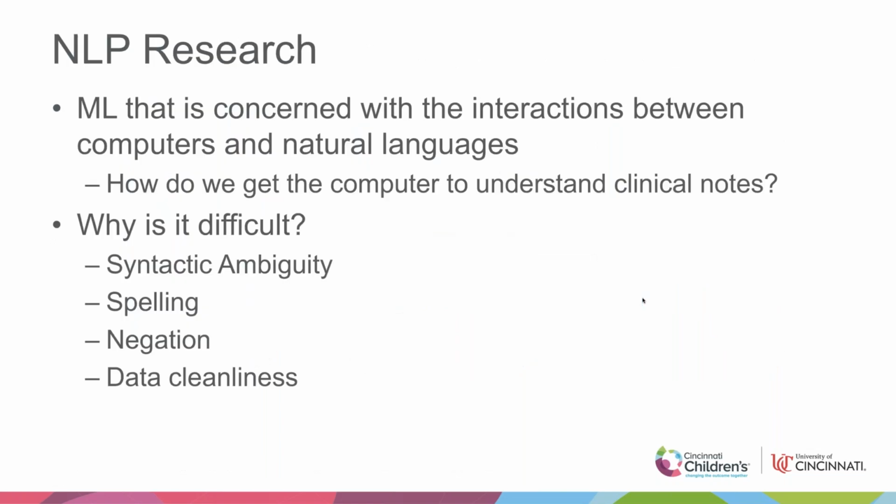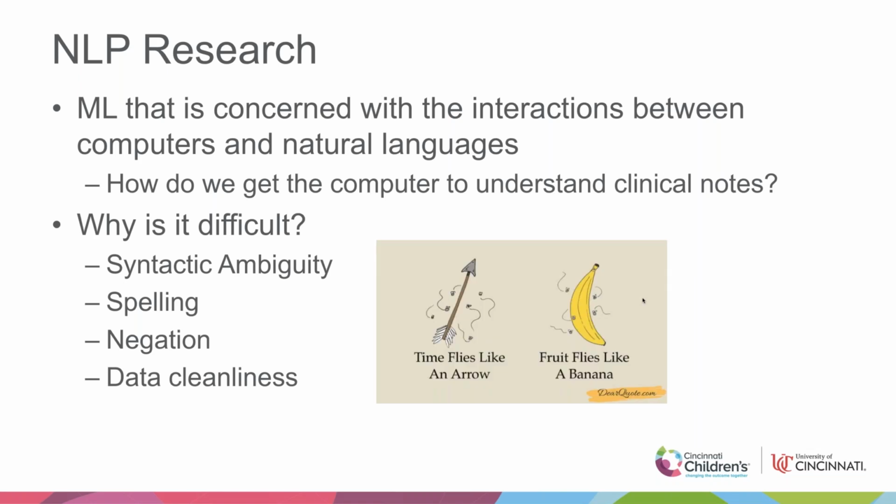So with NLP research, so natural language processing, it's machine learning that's concerned with the interactions between computers and natural languages. And how do we get the computer to understand clinical notes? And so let's do a couple of caveats about why it's difficult. The first one, syntactic ambiguity. This one is my favorite example, and it's time flies like an arrow, fruit flies like a banana.